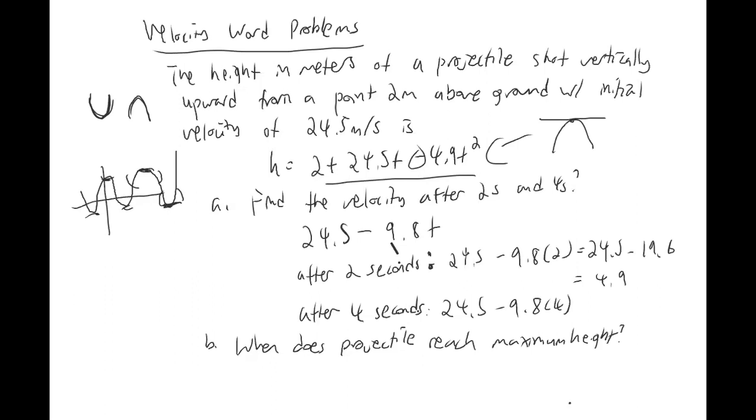So here in this case, this is a parabola, right? The max height is when the derivative is 0. Well, our derivative is 24.5 minus 9.8t, right? So if we set it equal to 0, you get negative 9.8t equals negative 24.5. Whatever this is, yeah. 9.8.